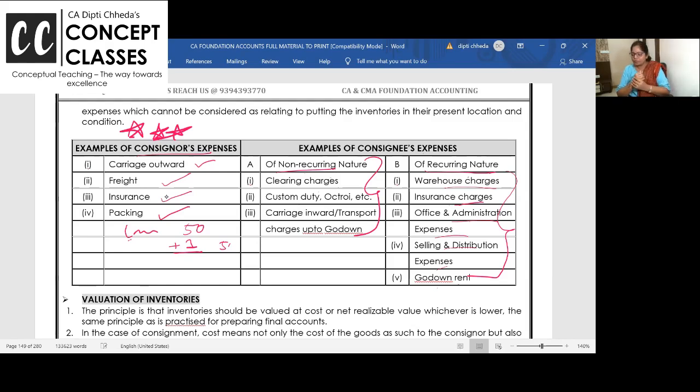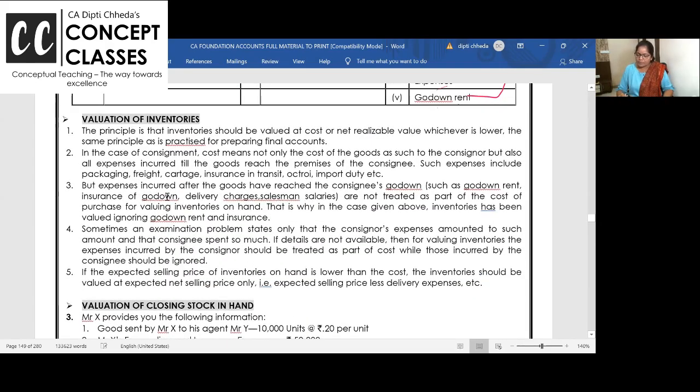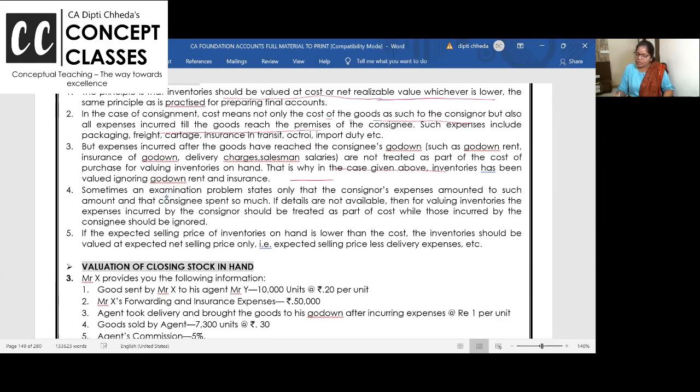Clear to all of you? Chalo, for this concept, let us work out the problem. Inventory should be valued at cost or NRV, whichever is lower. Cost means all the expenses incurred by the consigner, but expenses incurred after goods have reached the consignee's godown, like godown rent and selling expenses, are not treated. Underline the way I am treating. That is why, for inventory, ignore the godown rent and all.